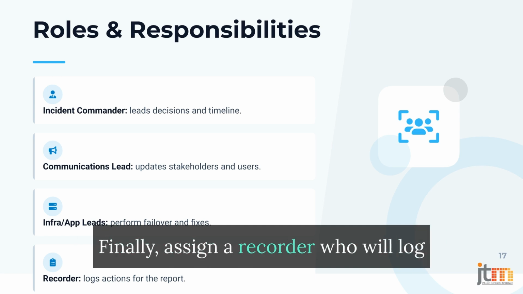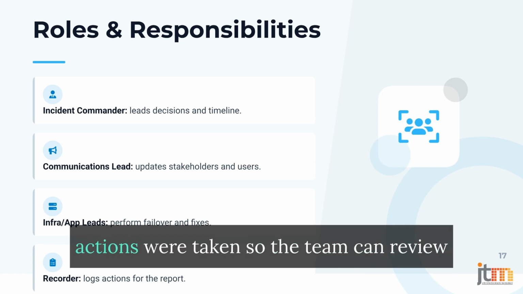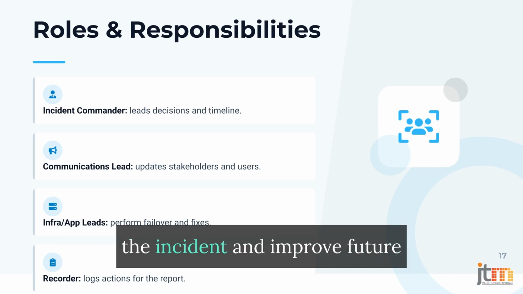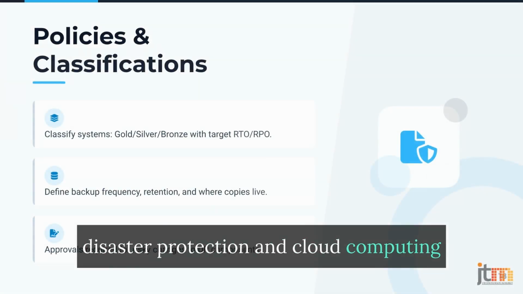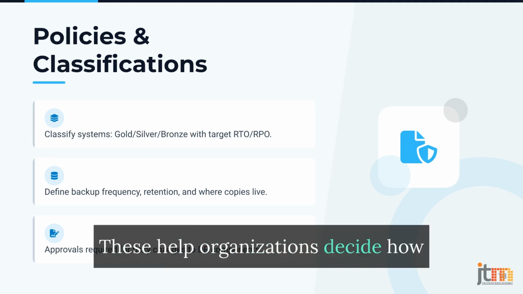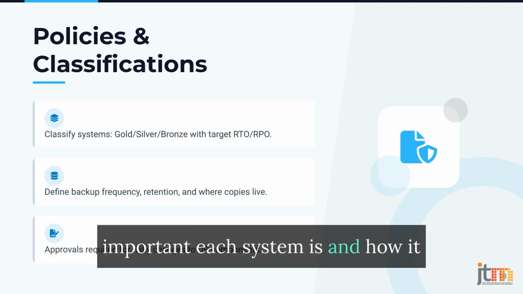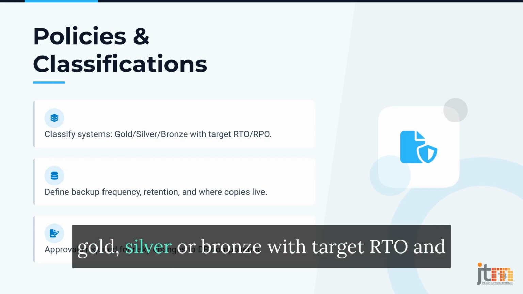Finally, assign a recorder who will log actions for the report. This role records what happened and what actions were taken so the team can review the incident and improve future responses. Disaster protection in cloud computing also depends on clear policies and classifications. These help organizations decide how important each system is and how it should be protected. First, organizations classify systems as gold, silver, or bronze, with target RTO and RPO.